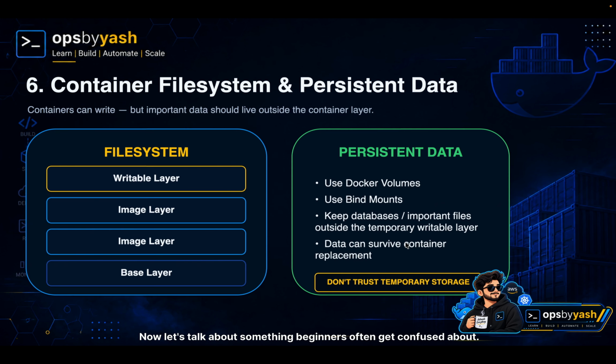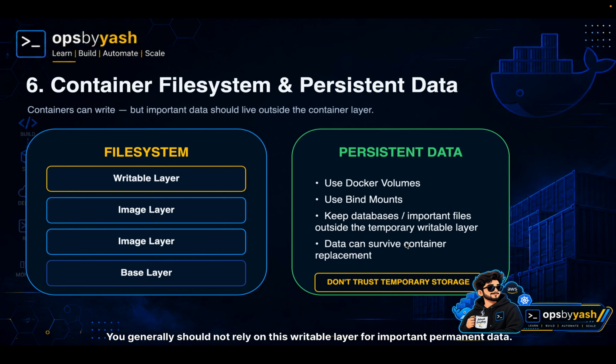Now let's talk about something beginners often get confused about. If the image is read-only, what happens when the application changes something? When Docker creates a container from an image, the container gets a writable layer on top of the image layers. So if your application creates a file or modifies something inside the container, that change goes into the container's writable layer. But there is an important catch.